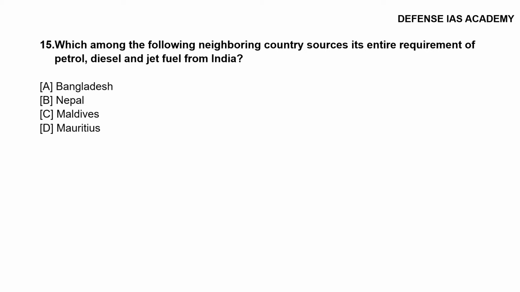Question 15. Which among the following neighboring countries sources its entire requirements of petrol, diesel and jet fuel from India? I repeat the question. Which among the following neighboring countries sources its entire requirements of petrol, diesel and jet fuel from India? The correct answer is option D, Mauritius.